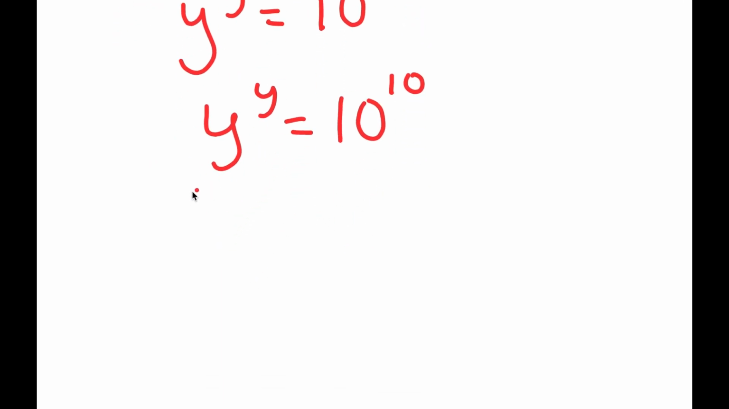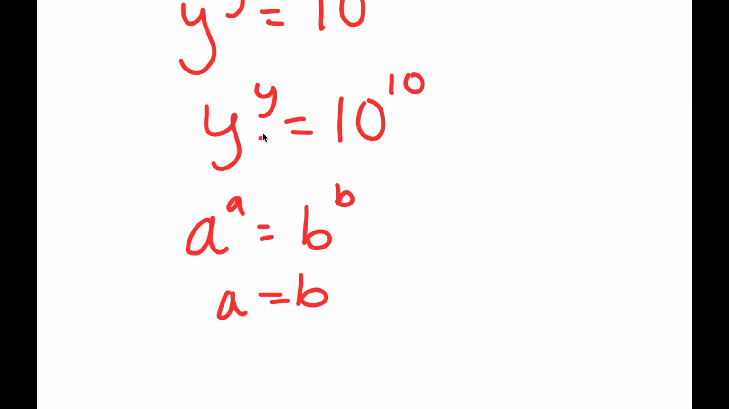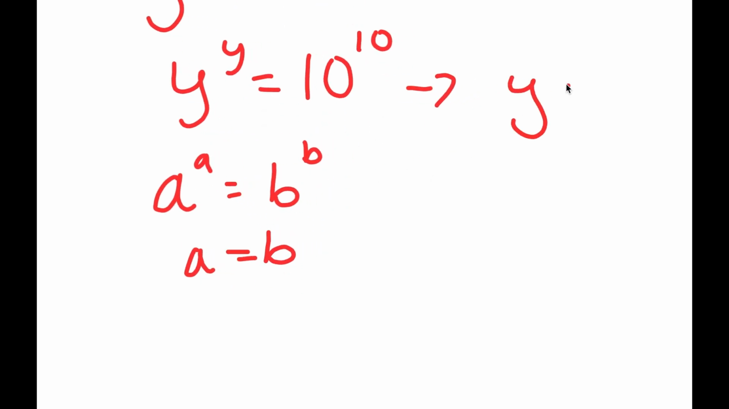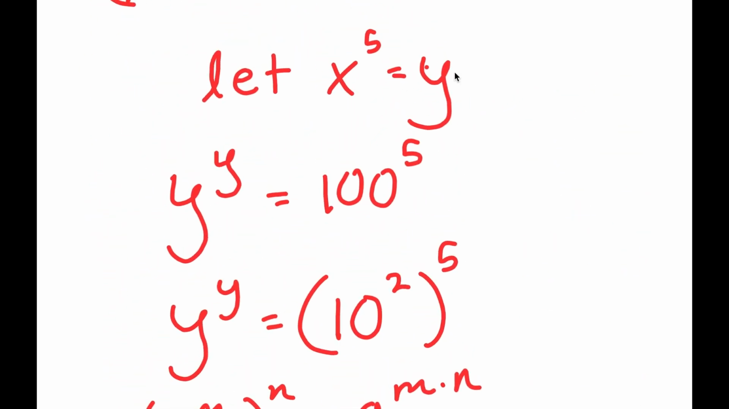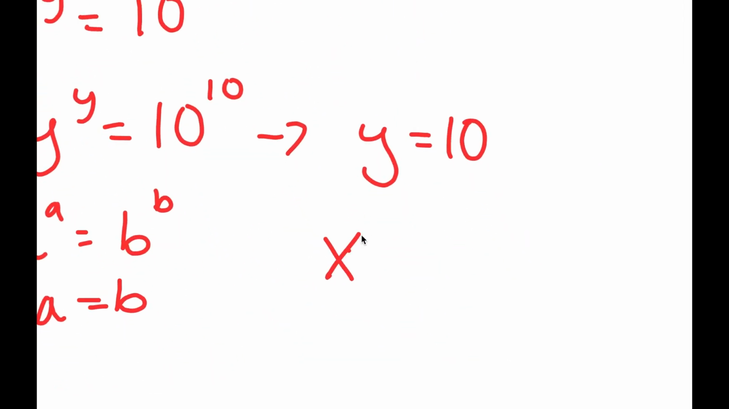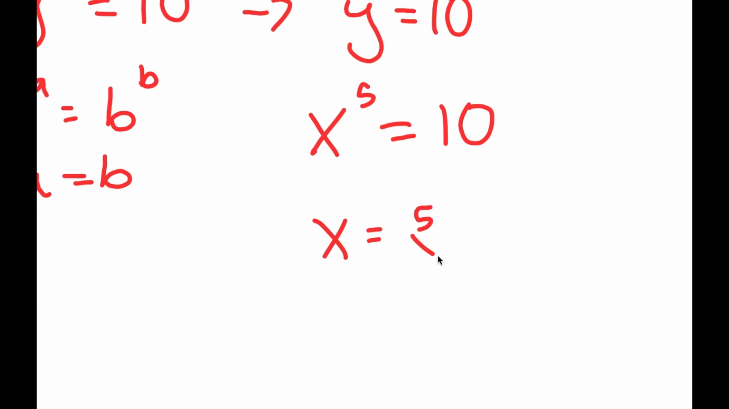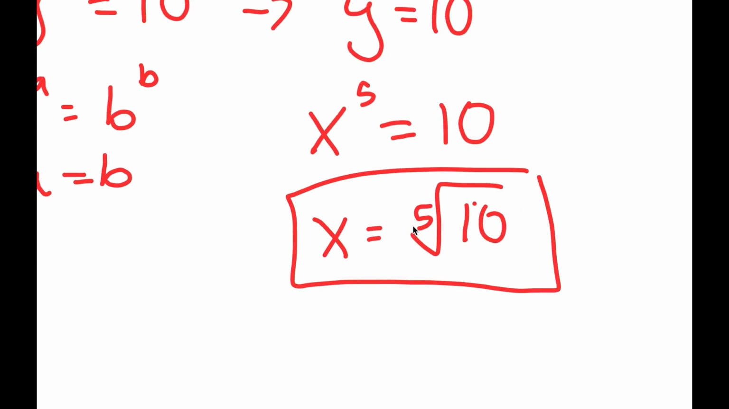Now from here, I could use the property of exponents that states that if I have something in the form a to the power of a is equal to b to the power of b, this means that a is equal to b. So in this case, I have y to the power of y is equal to 10 to the power of 10, so this must mean that y is equal to 10. So if y equals 10, remember how we let x to the power of 5 equal y, so this means that x to the power of 5 is equal to 10, and x is equal to the fifth root of 10.